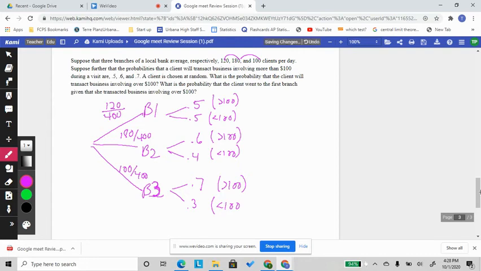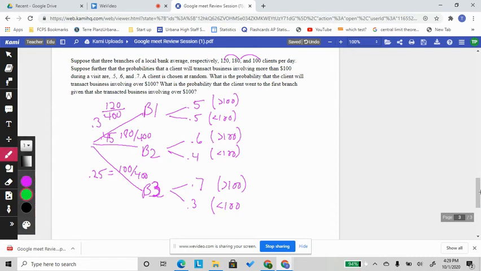We should probably change these to decimals. So that's 0.25. And then 12 divided by 40 would be 0.3. And then your last one would be 0.45. All right, so there's all the probabilities that we need. First question: what is the probability that the client will transact business over 100?